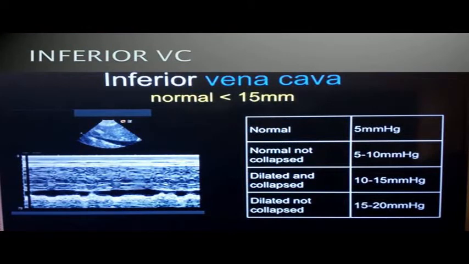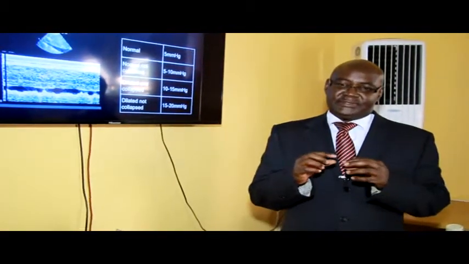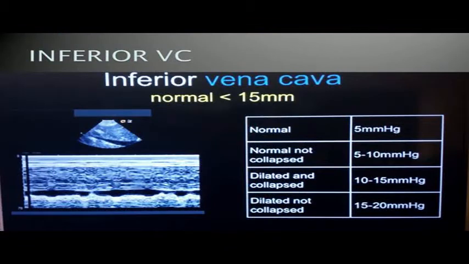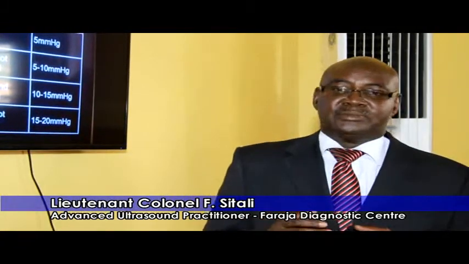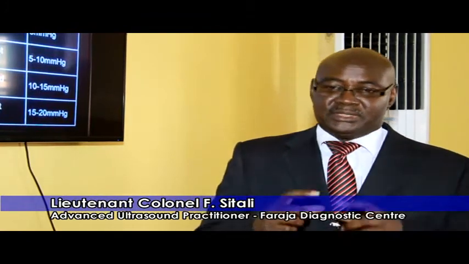That right atrial pressure can be estimated from the size of the inferior vena cava, because once you see an inferior vena cava that is dilated and not collapsing, it's supposed to collapse 50% with every breath. Now, if it doesn't collapse, that means the right atrial pressure is more than 15, because the normal right atrial pressure is supposed to be somewhere between 10 and 15 millimeters of mercury. So once you see a dilated inferior vena cava which is not collapsing, just know that the right-sided filling pressures are high.